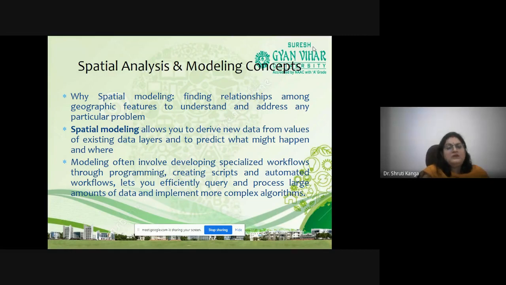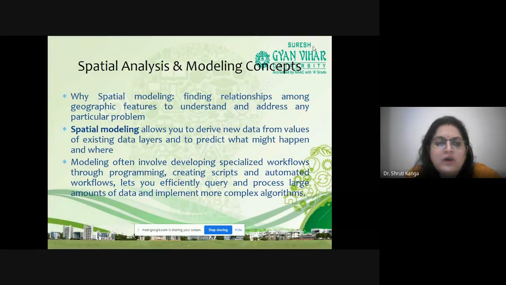Now, what is spatial modeling and why do we need this spatial modeling? To find out the relationship among the geographic features, to understand and address any particular problem, we need modeling techniques. Okay, so we need to find out whether some kind of relationship is there between two or more features, and what kind of relationship is there, so that we can address different kinds of problems, or we can go for different kinds of implementation of management strategies. For that we need a model which can be built with the help of these spatial modeling techniques.